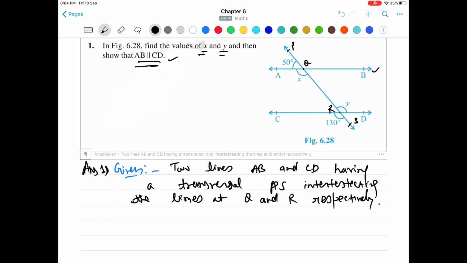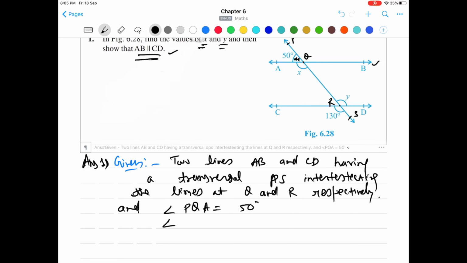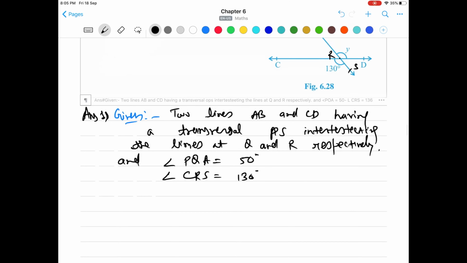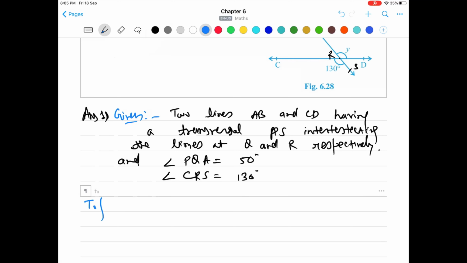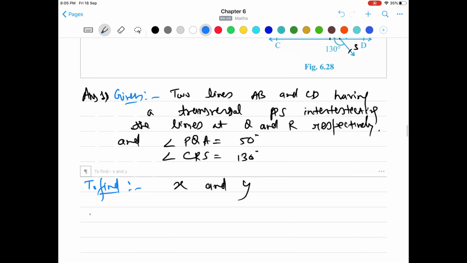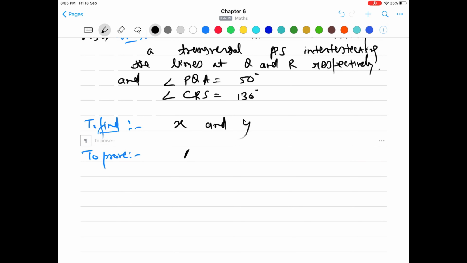Also we are given the measure of two angles. Angle PQA is equal to 50 degrees, this one, and we are also given angle CRS is equal to 130 degrees. Now we'll write what is to find: X and Y. And we also have something to prove, which is to prove AB is parallel to CD. So write its solution first.